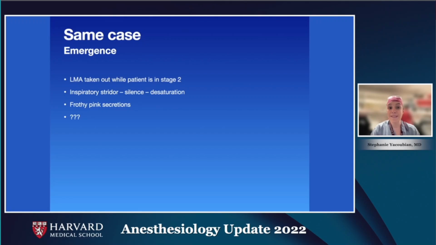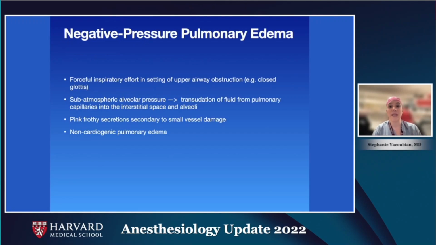So in this scenario, the laryngospasm led to a negative pressure pulmonary edema in your young, healthy, powerful muscular patient, which is basically the forceful inspiratory effort in the setting of an upper airway obstruction. In this case, the upper airway obstruction is your closed glottis. Therefore, you created a scenario where you have subatmospheric alveolar pressures that led to transudation of fluid from your pulmonary capillaries into the interstitial space, and that is what you see with the pink frothy secretions coming out of the patient's tube.